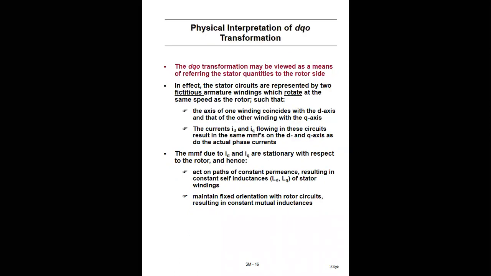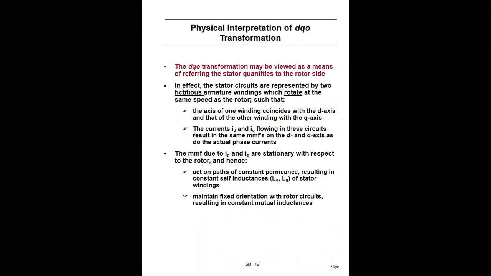Let's see the physical interpretation of the DQO transformation. As has been discussed earlier, the DQO transformation may be viewed as a means of referring the stator quantities to the rotor side. In Machines 1 and 2, we studied transforming quantities from secondary to primary winding, or primary to secondary winding, of the transformer. The same is what we are discussing right now for the synchronous generator, with the help of the DQO or Park's transformation.